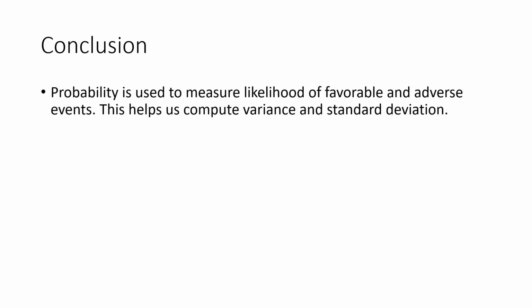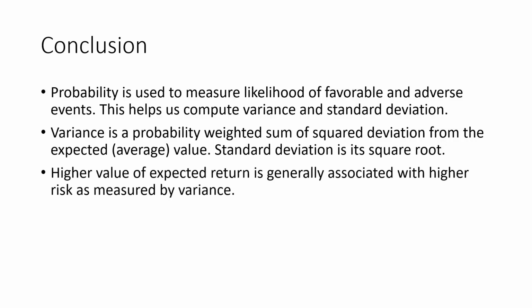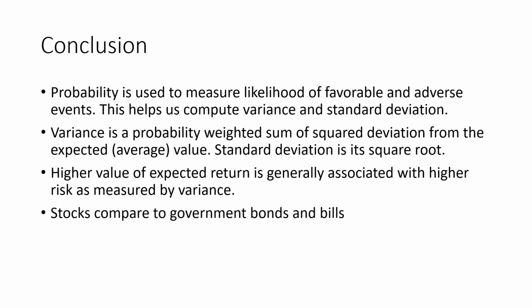To conclude, probability is used to measure the likelihood of all kinds of events, and it helps us compute variance and standard deviation. Variance is the probability weighted sum of squared deviations from the average. Standard deviation is the square root of variance. Higher expected return means higher risk, generally speaking, as expected. So stocks are more risky, so they have higher expected return, but also higher standard deviation, compared with government bonds and bills. Bills are least risky, so their standard deviation is the lowest.